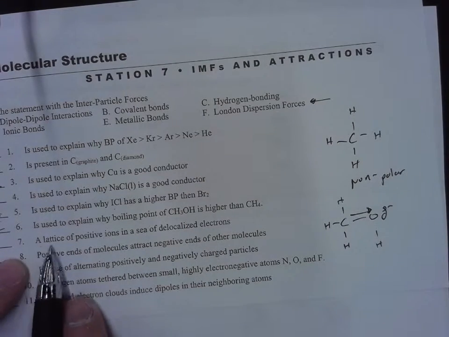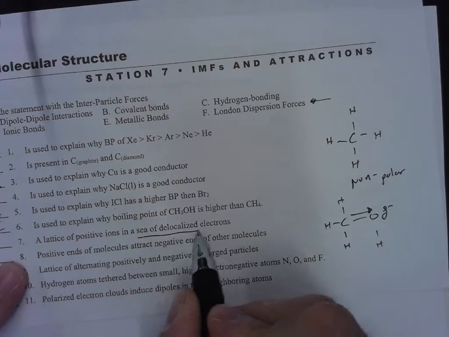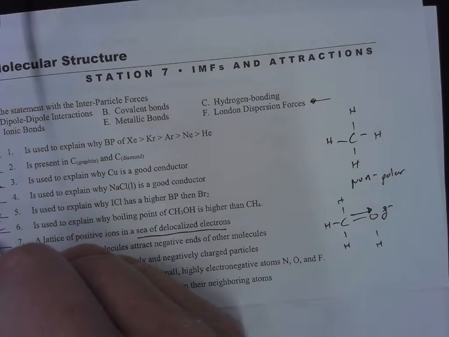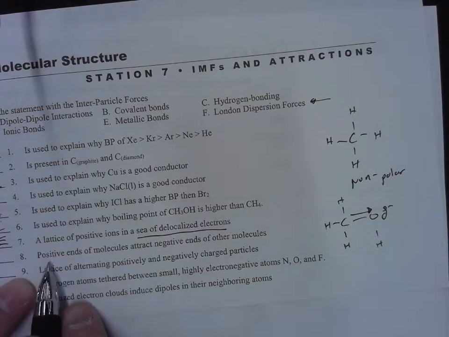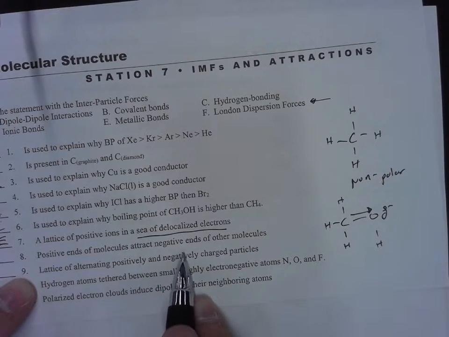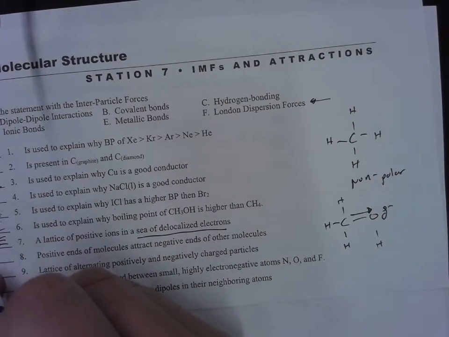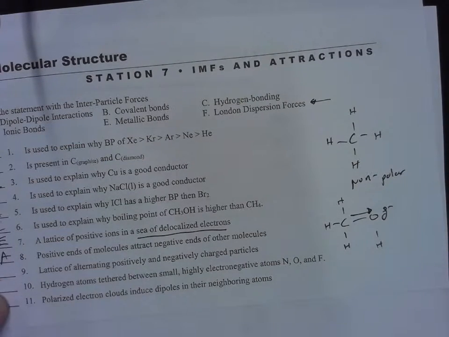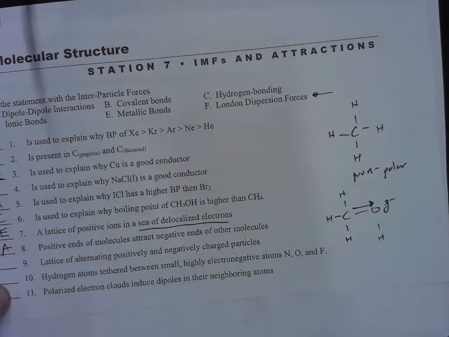A lattice of positive ions in a sea of delocalized electrons is metallic. Positive ends of molecules attract the negative ends of other molecules. That is dipole-dipole, you guys. That's the definition. Lattice of alternating positively and negatively charged particles.